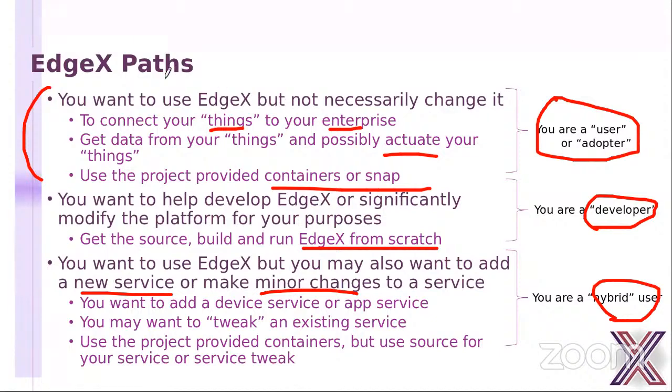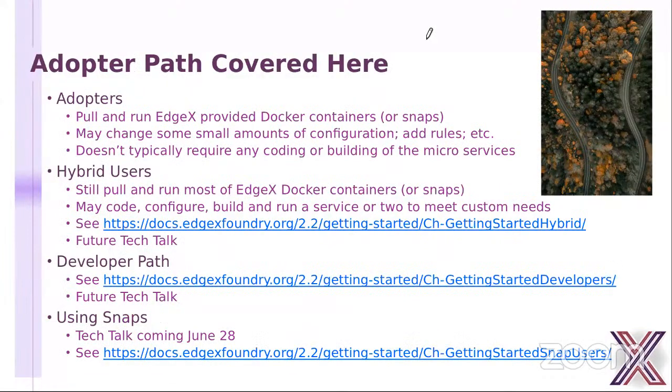All right, with an understanding of the paths and what types of development you can do, let's start to actually get working here. For an adopter, what an adopter is going to do is they're going to do what we call pull and run EdgeX using Docker containers or snaps. Now, again, snaps is going to be covered in a tech talk coming up in the future. We'll cover doing it with Docker containers today.